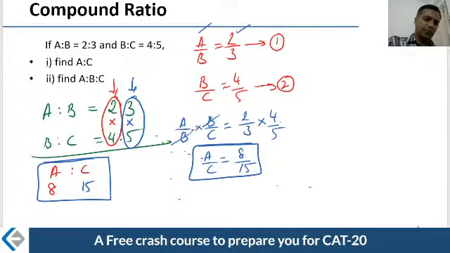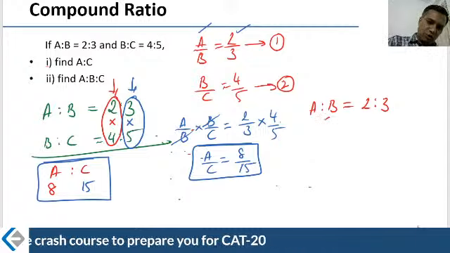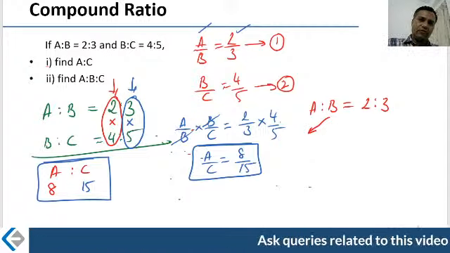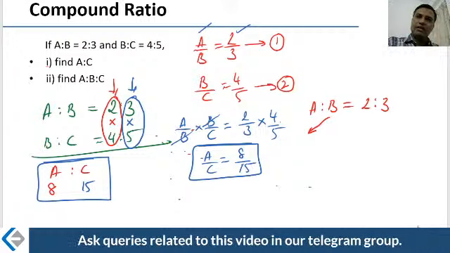Let me rewrite it for you. A is to B is 2 is to 3. Great. Then ensure that you start with B, in that order. You stopped with B, the first information, then you start the second information with B. Therefore, you are writing it as B is to C. What is B is to C, friends? It's 4 is to 5.